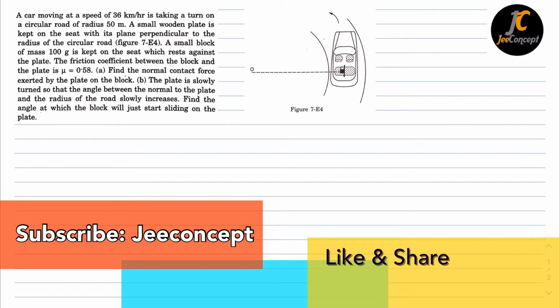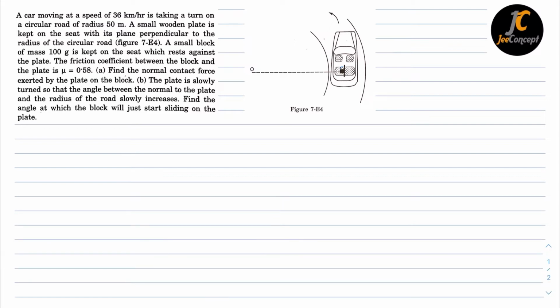Hello everyone. In this problem, a car moving at a speed of 36 km per hour is taking a turn on a circular road of radius 50 meter. A small wooden plate is kept on the seat with its plane perpendicular to the radius of the circular road. A small block of mass 100 gram is kept on the seat which rests against the plate. The frictional coefficient between the block and the plate is mu, which is 0.58.